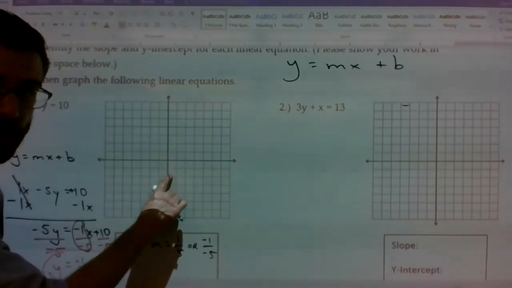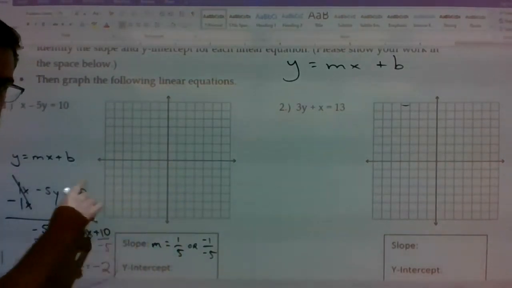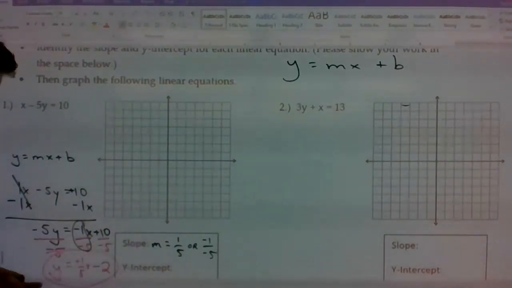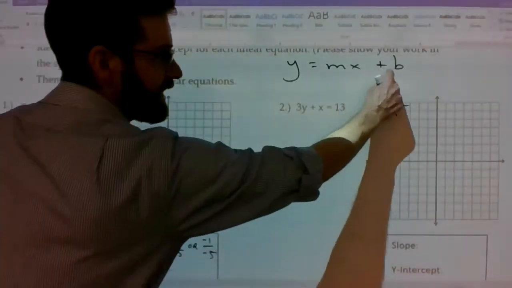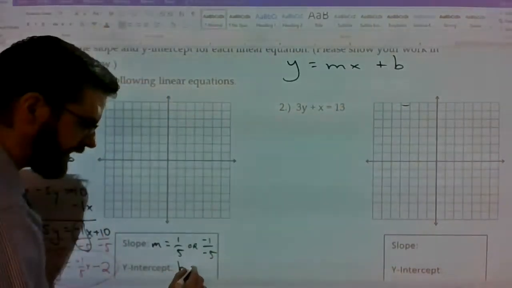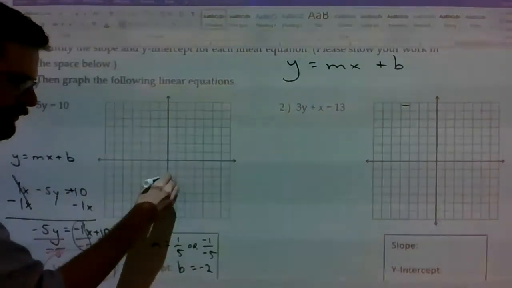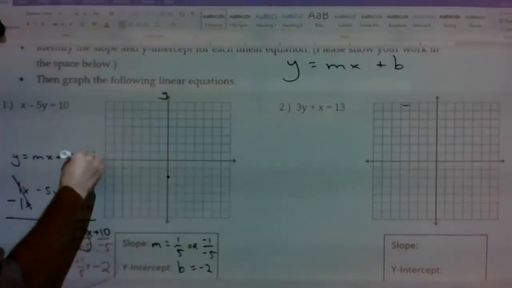So you could go down 1, left 5. Down 1, left 5. And then the y-intercept would be the plus b. So plus b minus 2. b equals negative 2. So start at negative 2 on the y-axis.